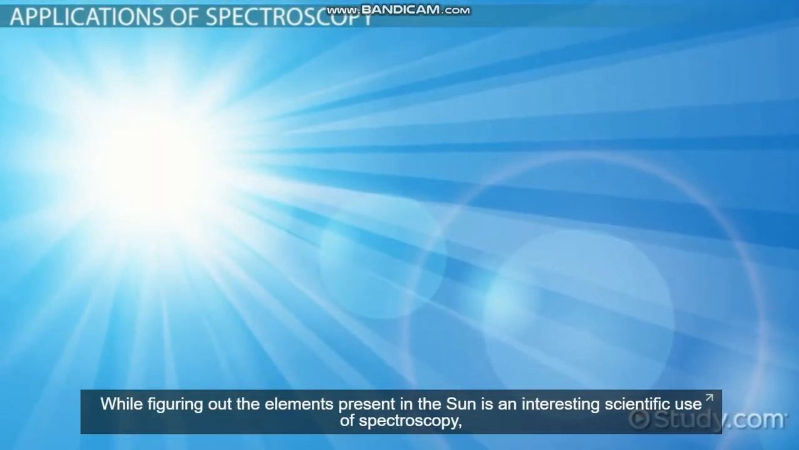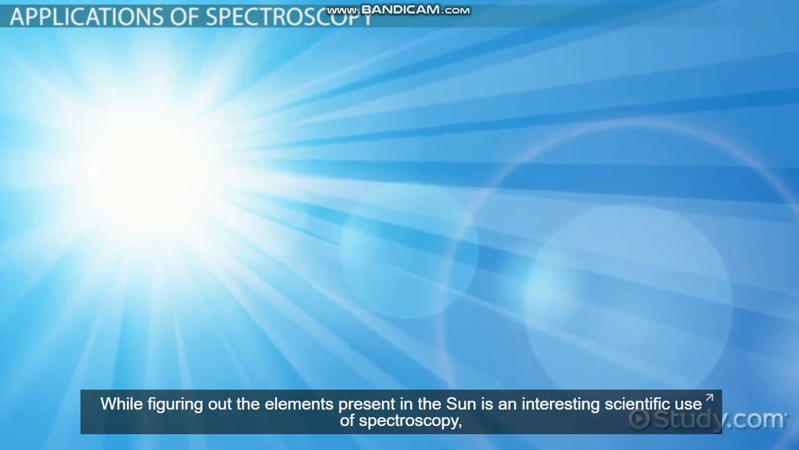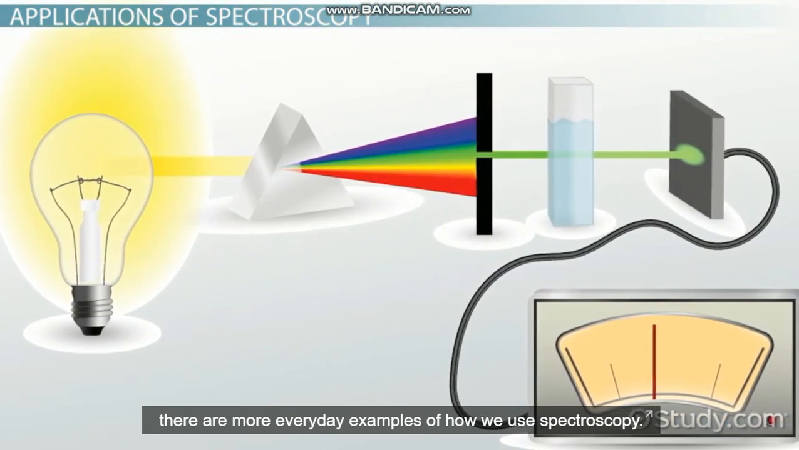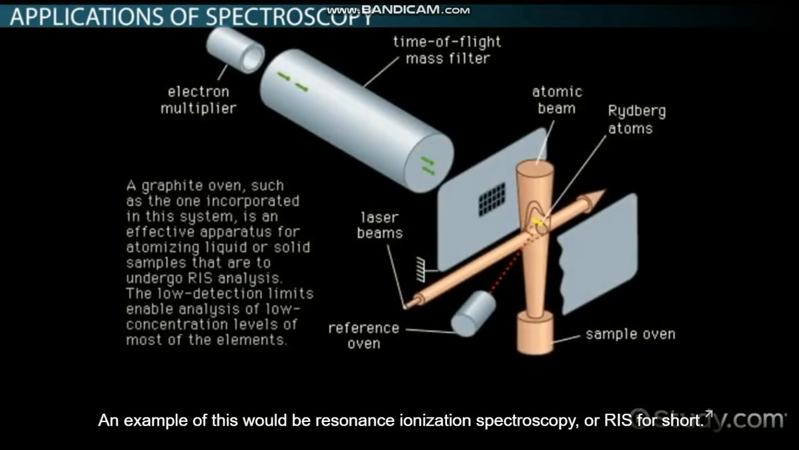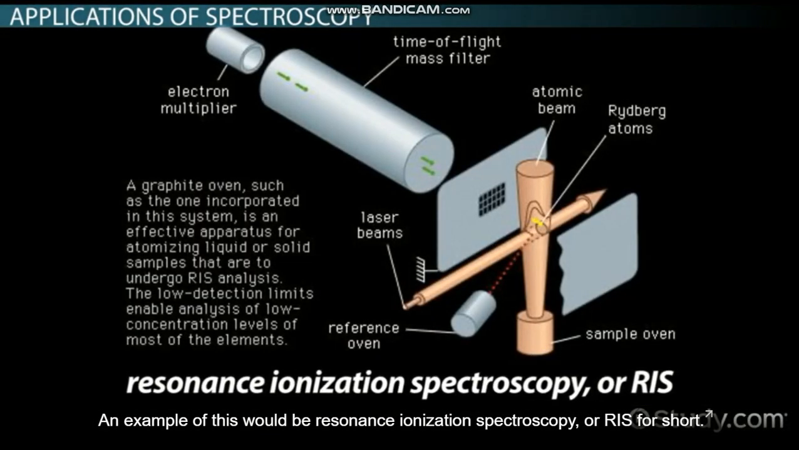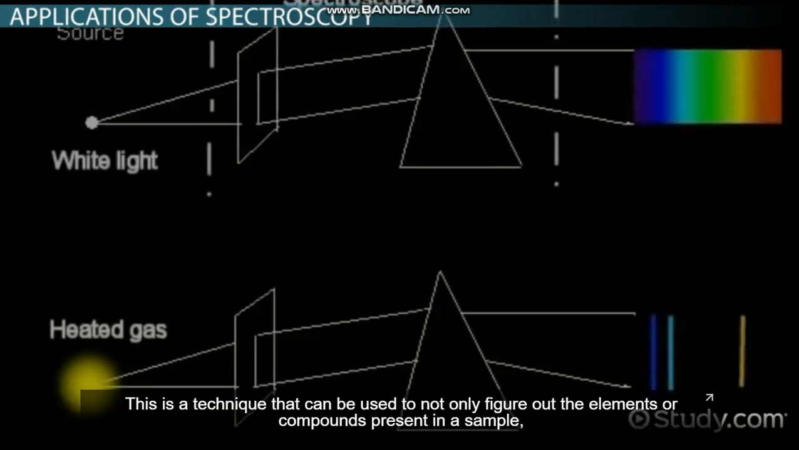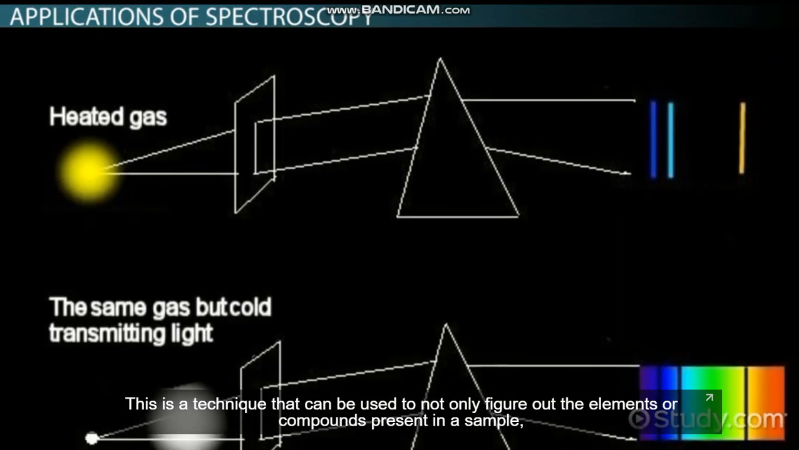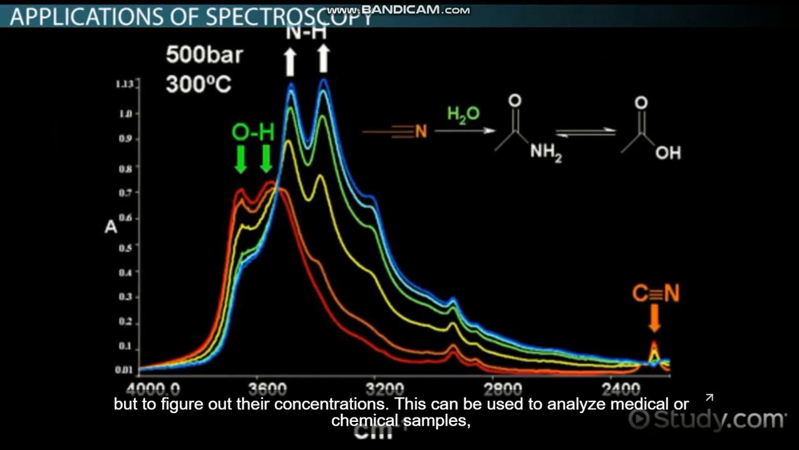While figuring out the elements present in the sun is an interesting scientific use of spectroscopy, there are more everyday examples of how we use spectroscopy. An example of this would be resonance ionization spectroscopy, or RIS for short. This is a technique that can be used to not only figure out the elements or compounds present in the sample, but to figure out their concentrations.